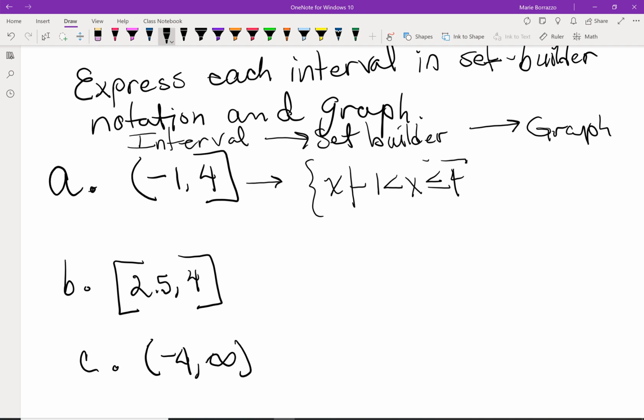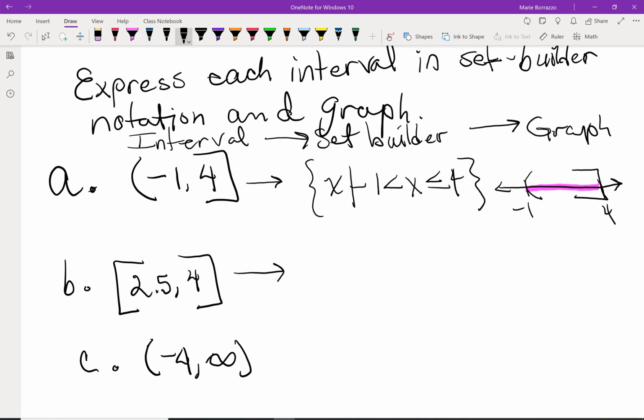Remember, the 4 is inclusive. And so this is how we write this out in set builder notation. When we graph this, remember the number line always starts with negative infinity to positive infinity. So we start with -1. That's a parenthesis. And we're going to go all the way up to 4, but that's a bracket. And so we want to highlight everything inside, because x is a value within that interval. Okay, so for the next one.